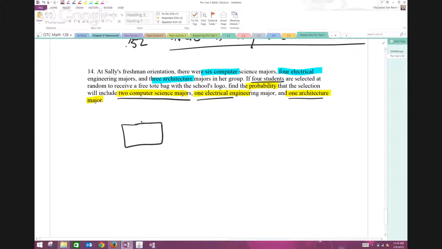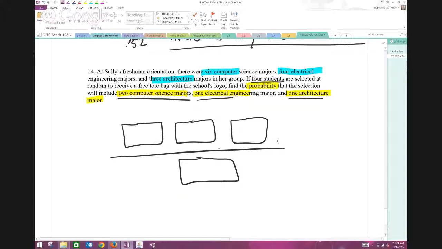If you just put your boxes and set it up over your total, you can get your probability. This is my computer science, this is my electrical engineering, and this is my architecture. From computer science, there are 6 available, and I'm picking 2 of them. There are 4 electrical engineers available, I only want 1. And there are 3 architectural majors available, and I want 1. Out of the 13 total students, choose 4.